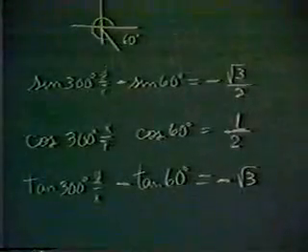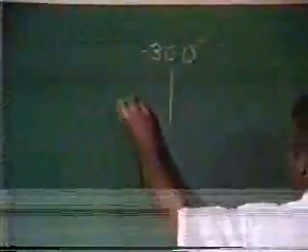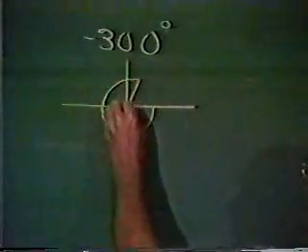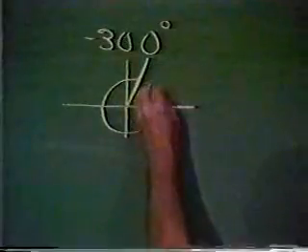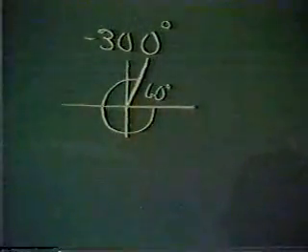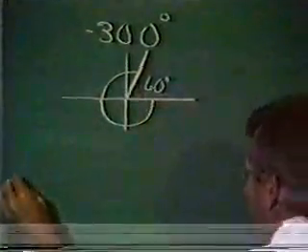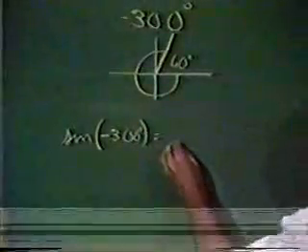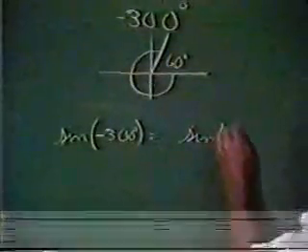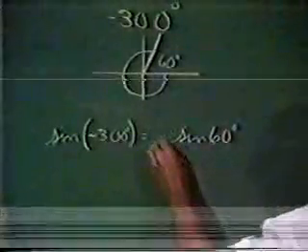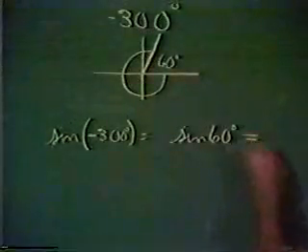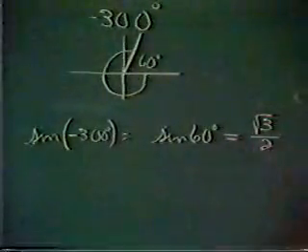All right, let's look now at a minus 300 degrees. A minus 300 degrees would be going around this way, 300 degrees, and that makes this still 60 degrees. But notice, this is in quadrant 1. The sine of a minus 300 degrees is equal to the sine of 60 degrees. Positive because that's in quadrant 1. So our answer then is a positive square root of 3 over 2.